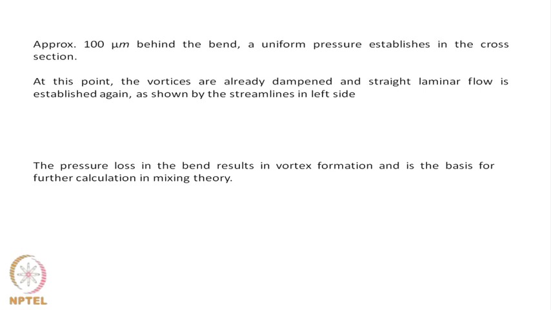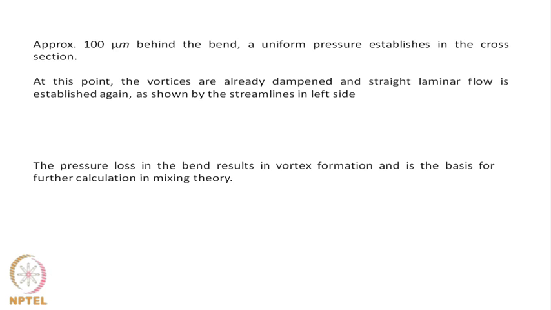It has been shown that approximately 100 microns behind the bend a uniform pressure gradient re-establishes in the cross section. At this point the vortices are already dampened by the presence of viscous forces, and the straight laminar flow reappears and will continue till it encounters another bend in the path. So the pressure loss in the bend results in vortex formation and is the basis for further calculation in mixing theory. We may get more mixing, but definitely at the cost of an increased pressure gradient in the path of the flow.